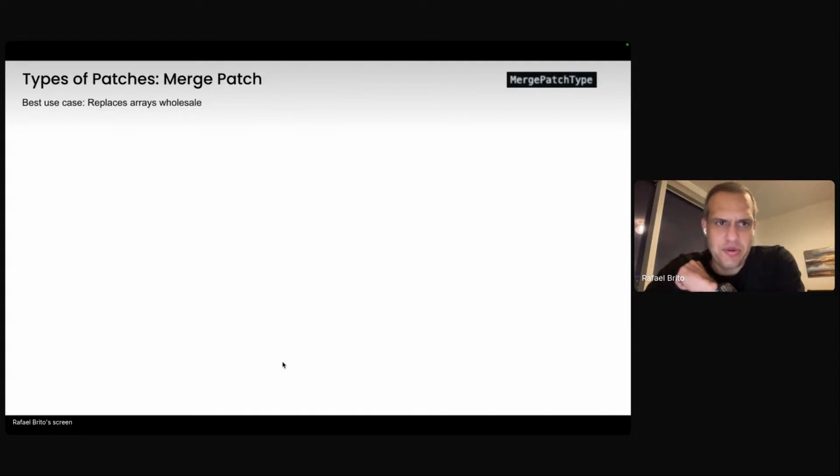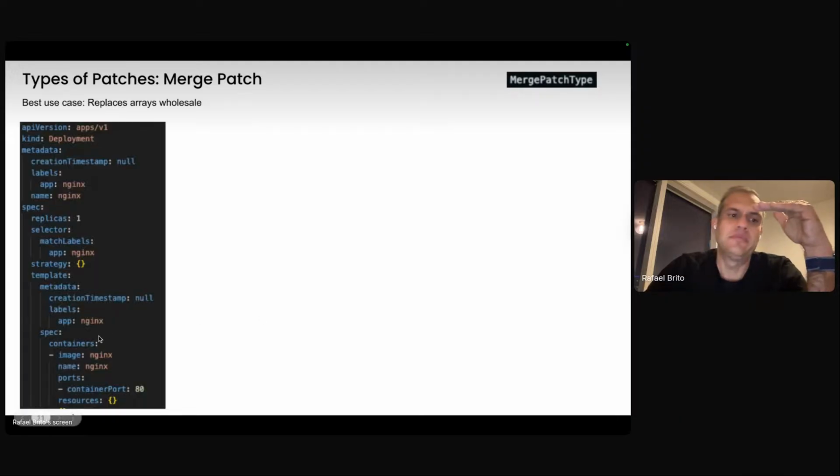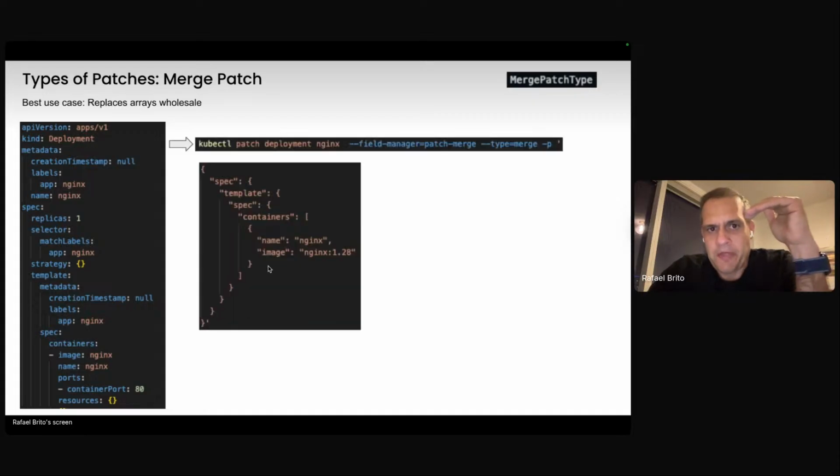The second type of patch is called merge patch. When are you gonna use merge patch? When you wanna replace the whole array, wholesale. So again, I have the same deployment, I reinstate my original deployment. Run the kubectl patch command. I specify the object. This time I changed my field manager. Instead of patch SMP, I put patch merge, and very critical, the type is merge. And it's pretty much the same patch as before. It's exactly the same body as before.